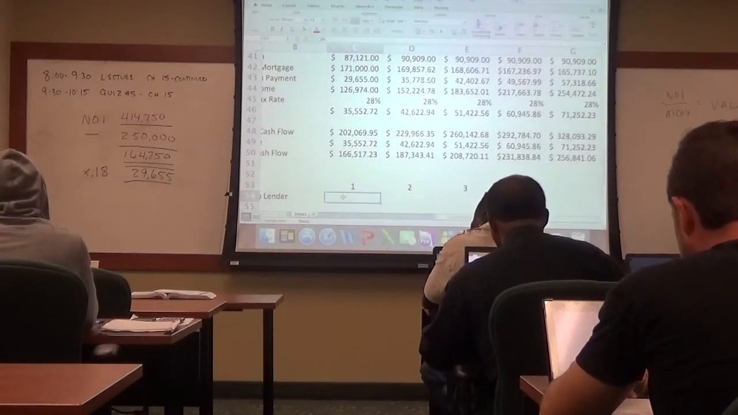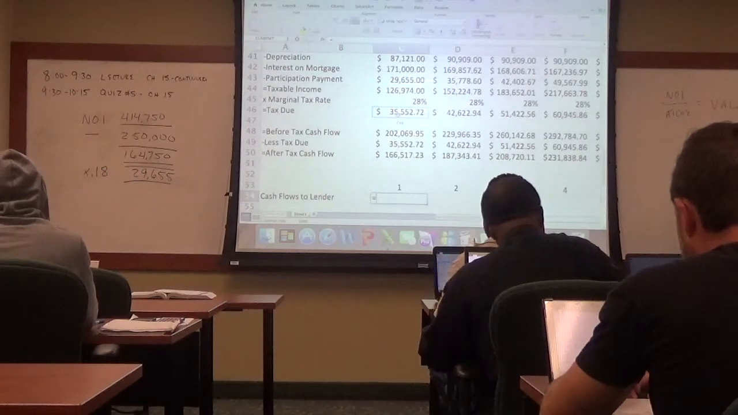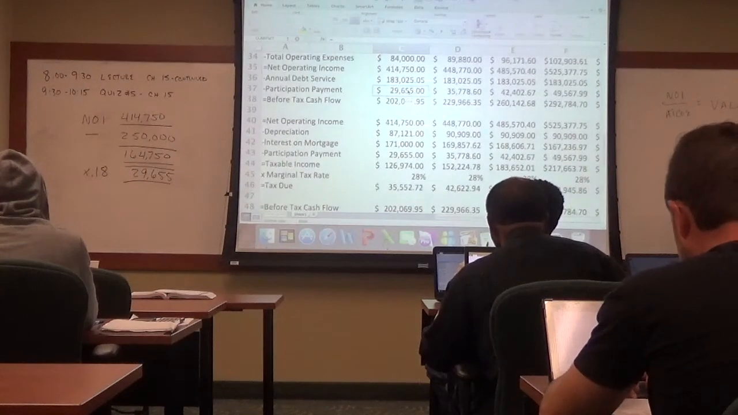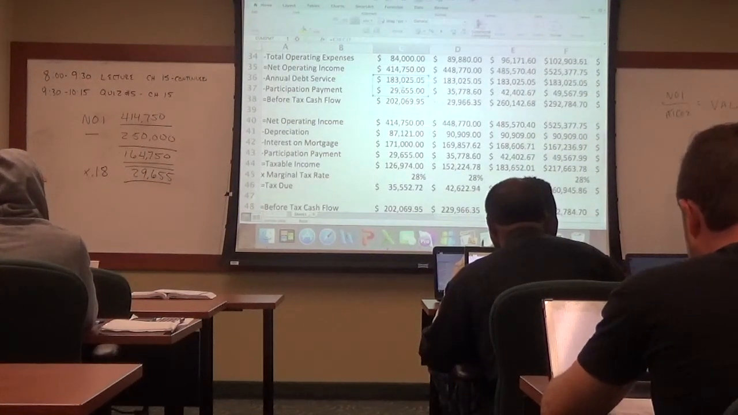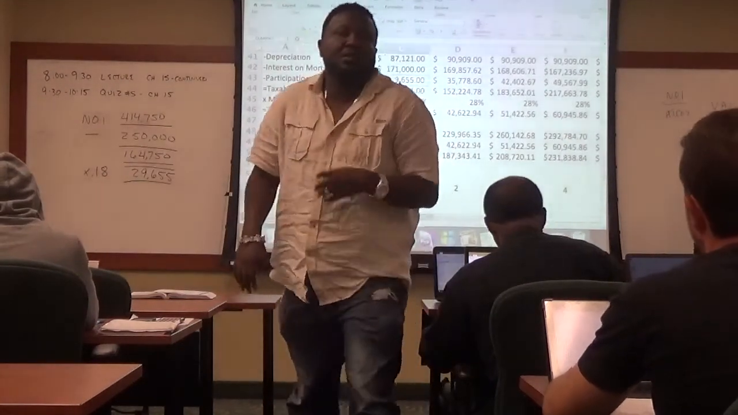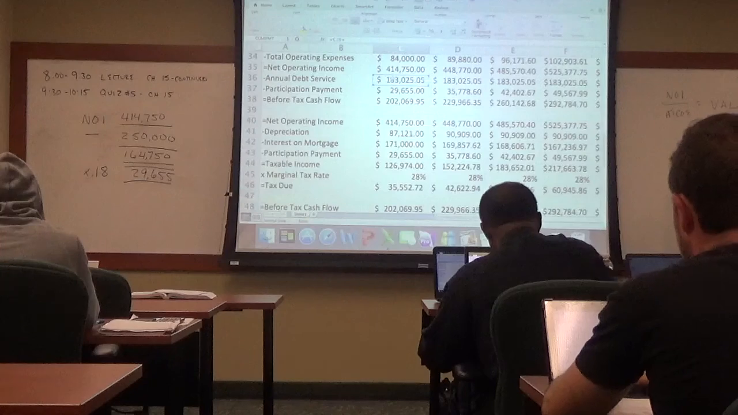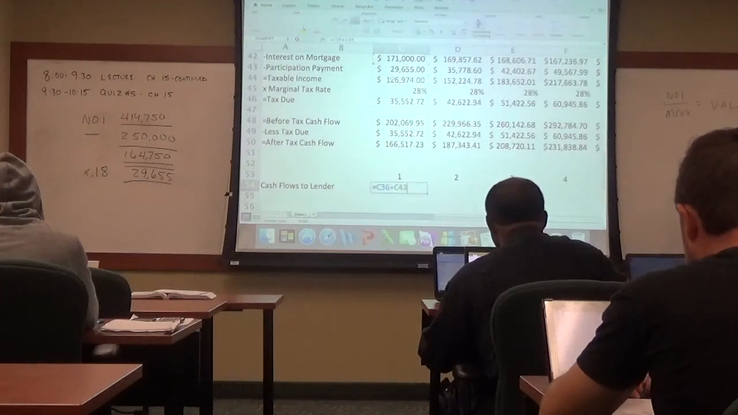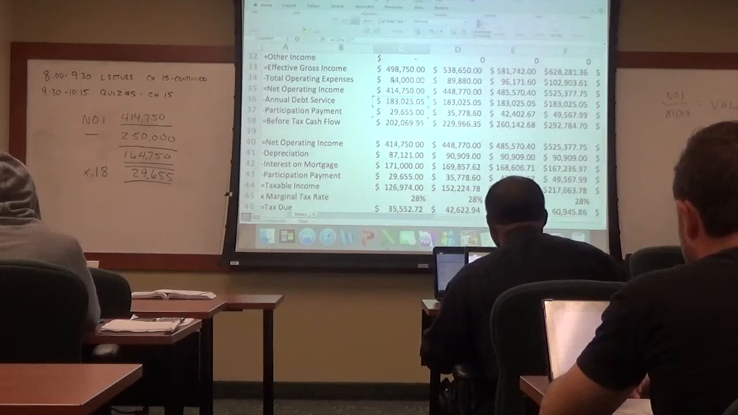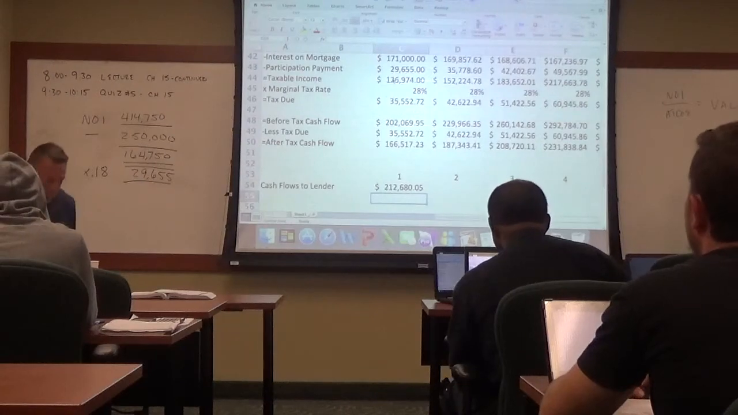Okay, so how do we get this cash flow to the lender? All we're going to be doing is adding together the participation payment and the mortgage payment. Okay, so the annual debt service plus the participation payment. So they're comparing the investor to lender. Yes. So in this case, this is the other piece of this.